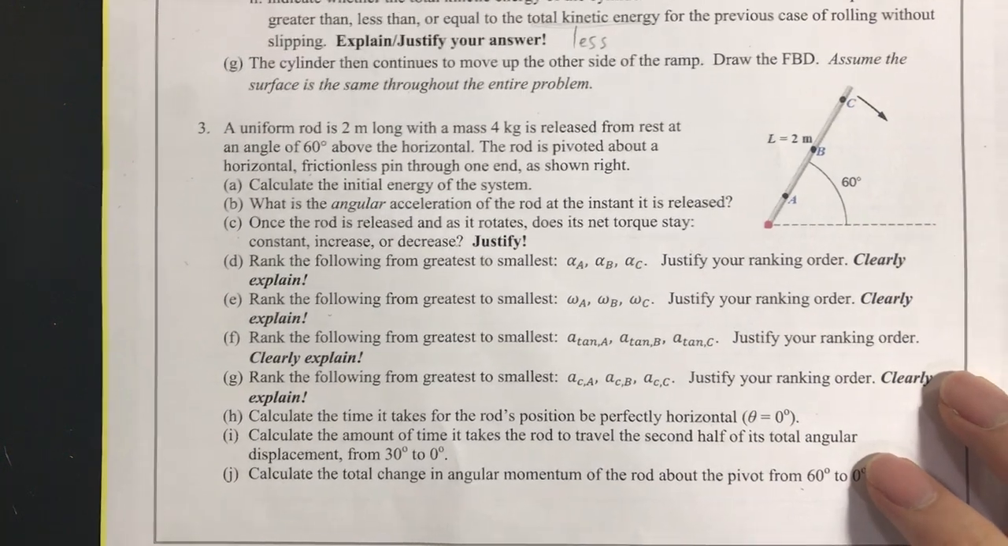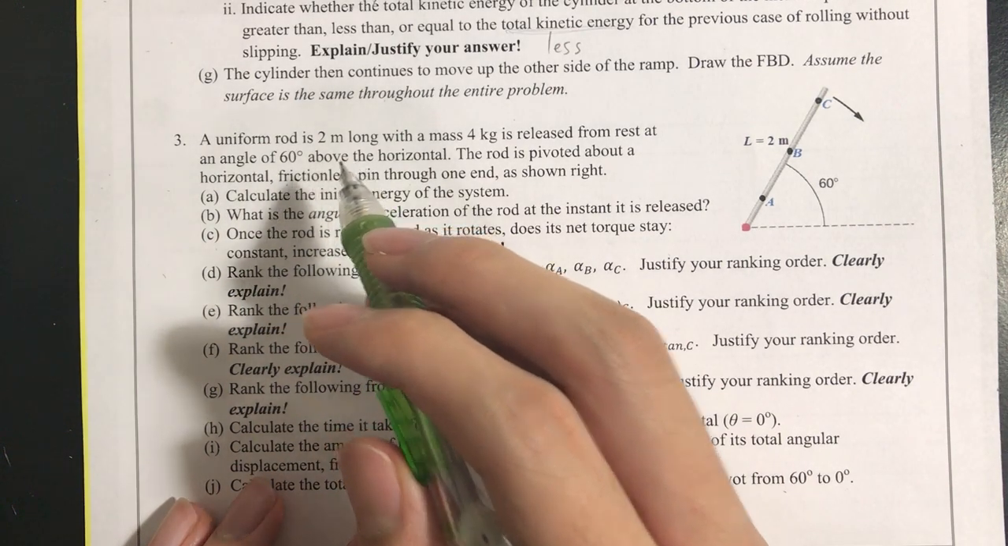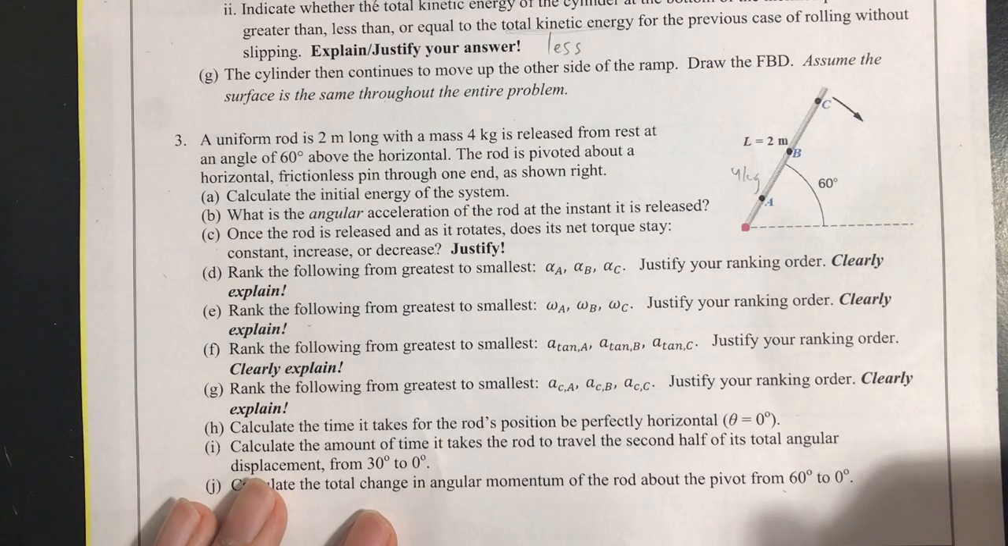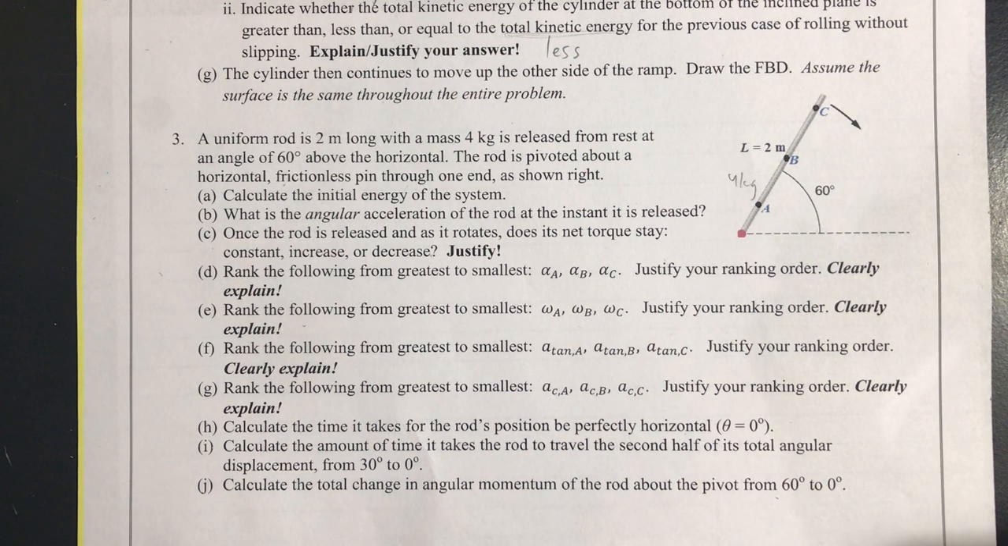Hello, this is FRQ Practice Set 7, Question 3. A uniform rod is 2 meters long and has a mass of 4 kilograms. At rest at an angle of 60 degrees above the horizontal, it is pivoted about a horizontal frictionless pin at one end, as shown. Part A: calculate the initial energy of the system.